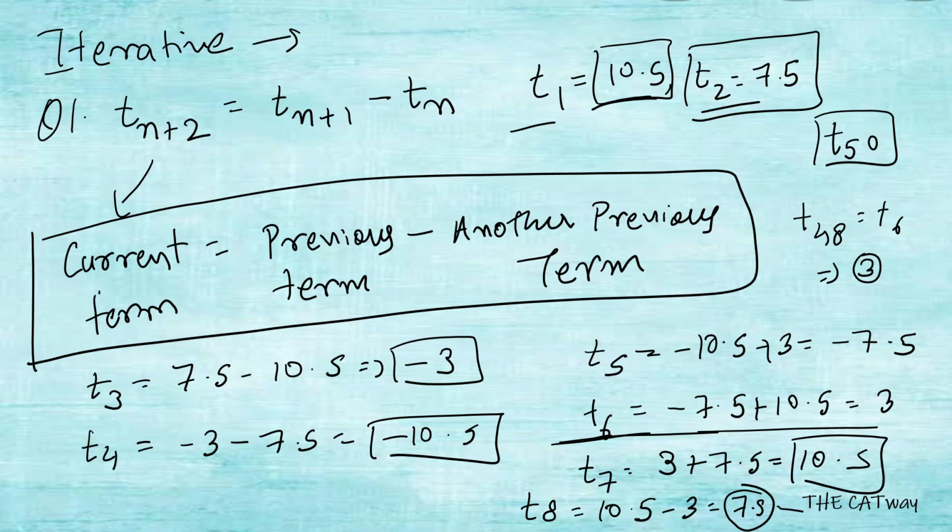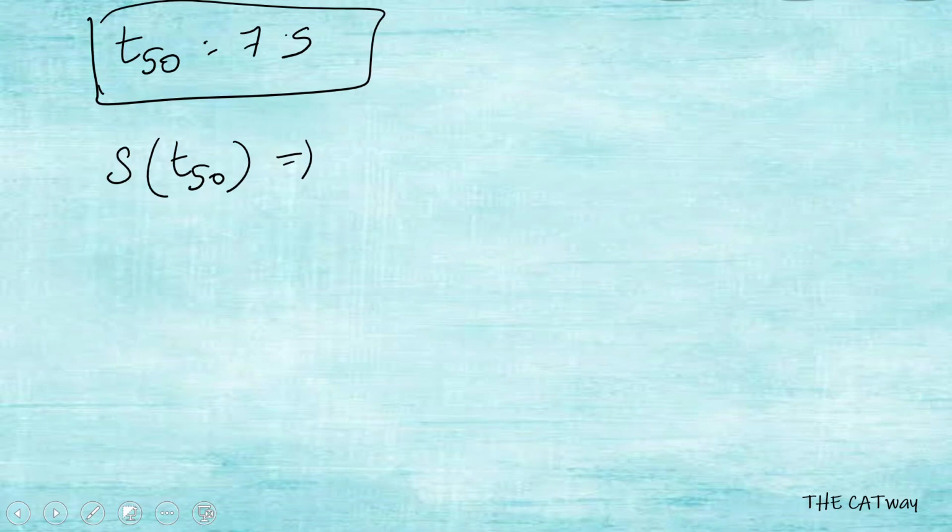So let's see what sums we get. We get term 1 as 10.5 and term 4 as minus 10.5, so they get cancelled. We have term 2 as 7.5 and term 5 as minus 7.5. They also get cancelled. Now we have term 3 as minus 3 and term 6 as 3, so they also get cancelled. So what we can say is that the sum up to term 6 is equal to 0.